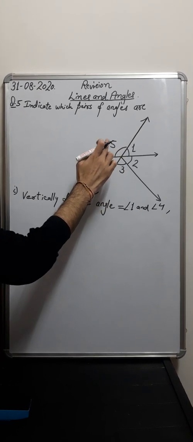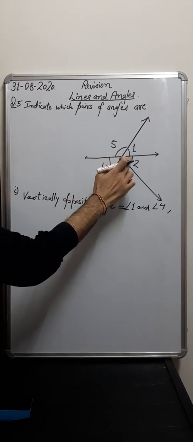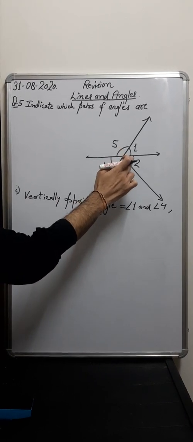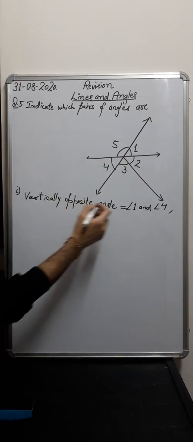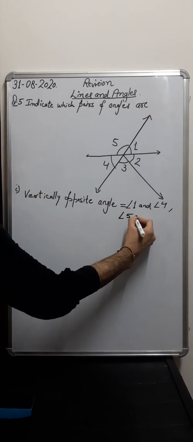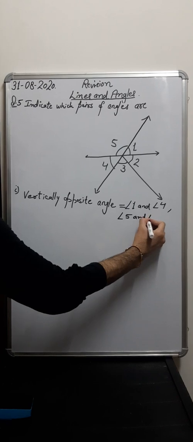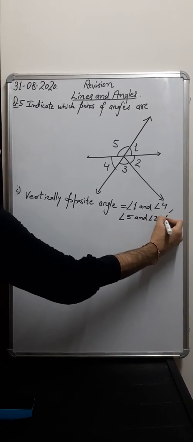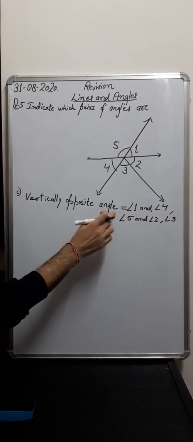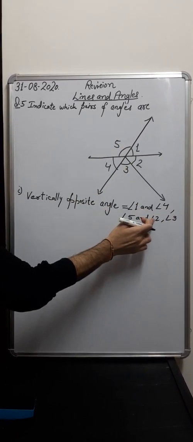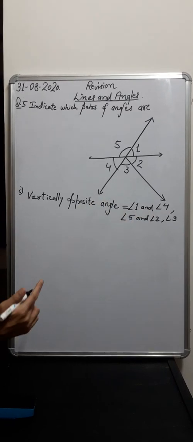And after that, angle 5. Angle 5 is the combination of angle 2 and angle 3. So angle 5 is exactly opposite to the direction of angle 2 and angle 3. So the next pair will be angle 5 and angle 2, angle 3. Here we can say that angle 5 is a combination which is exactly opposite to angle 2 and angle 3.